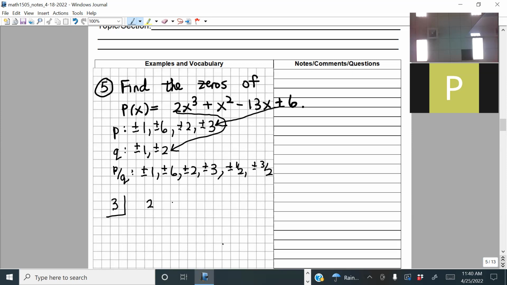So let's write down the coefficients. So we have 2, 1, minus 13, and 6, right? Let's see what happens if we try 3. So we bring down the 2. 2 times 3 is 6. Add, you get 7, right? 3 times 7 is 21. And this doesn't look like it's going to work, right? Minus 13 plus 21 is what? Is that 8? And 3 times 8 is 24. Add together, you get 30. So you're way off, right? Here we have a remainder of 30.